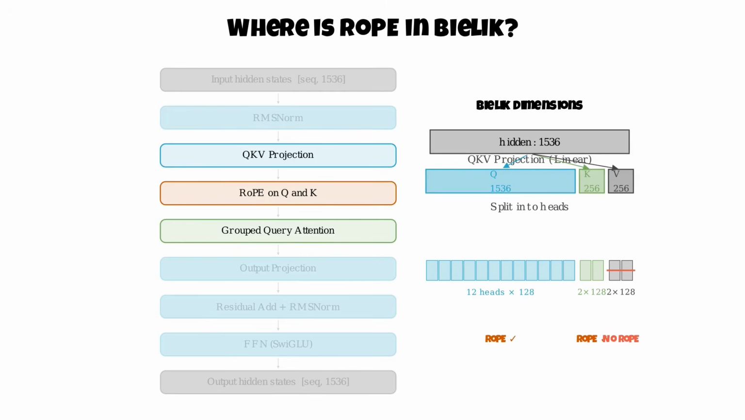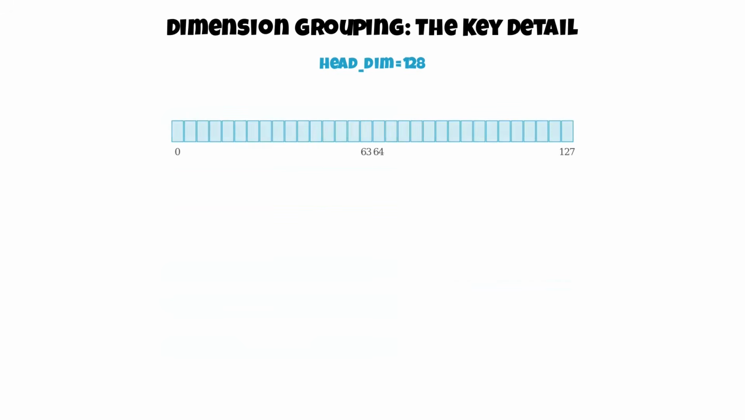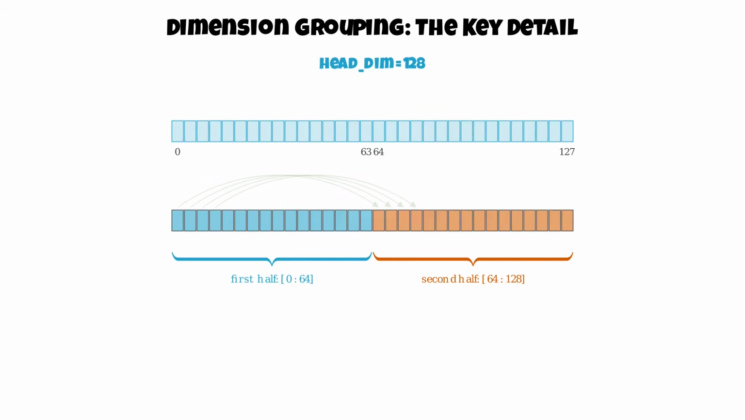V is never rotated. So how do we pair these 128 dimensions for our 2D rotations? We slice the 128 dimensions perfectly in half. We pair index 0 from the first half with index 64 from the second half. Index 1 pairs with 65, all the way to 63 and 127.